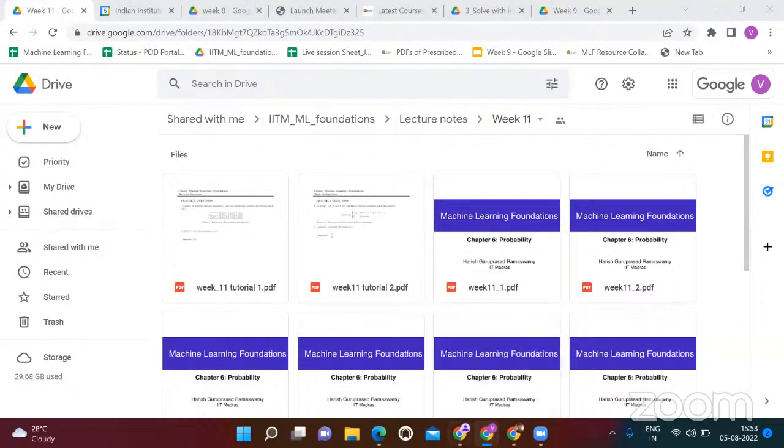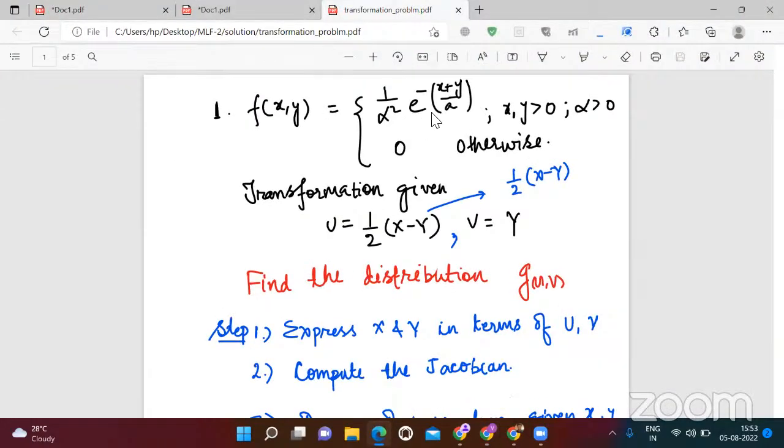Okay, so I'll just start with the transformation. We'll discuss the Jacobian itself here. You can expect this sort of problem where you are given the PDF function in the form of x and y. The random variables will be x and y, and then some transformation will be given, like here u and v, where u is 1/2 (x minus y), and v is equal to y.